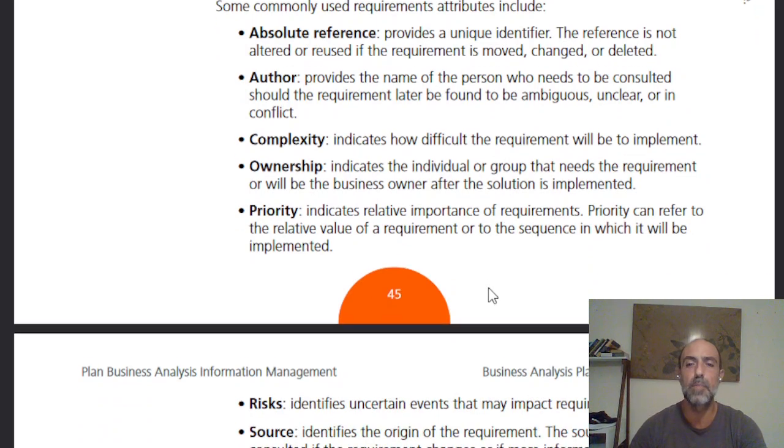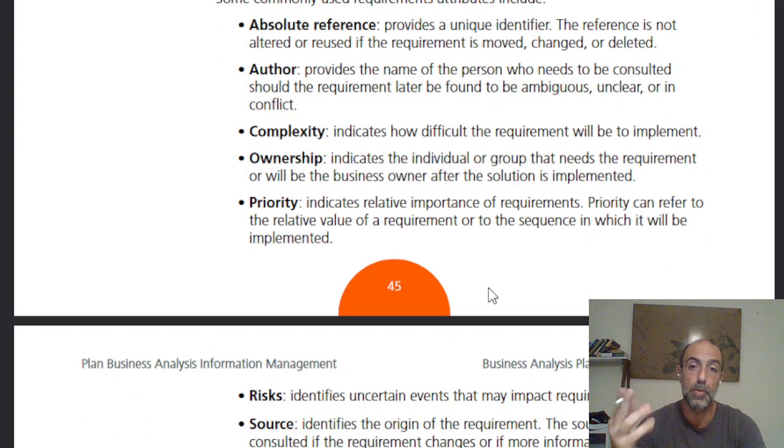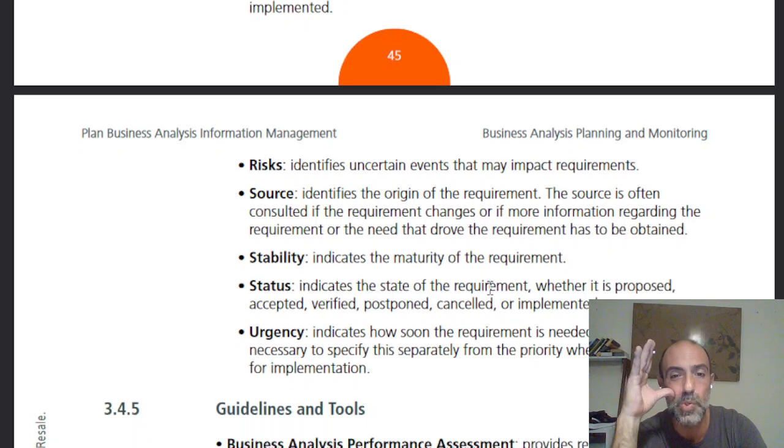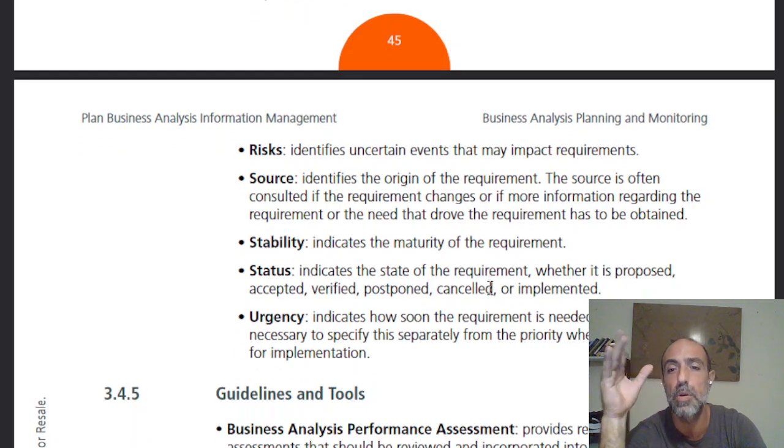Priority indicates relative importance of requirements depending on what you're doing. Like sometimes these requirements are necessary to be taken care of first or something like this. Risks identified on certain events or may impact requirements. Source identifies the origin of the requirement. Okay, so this is basically where it came from.